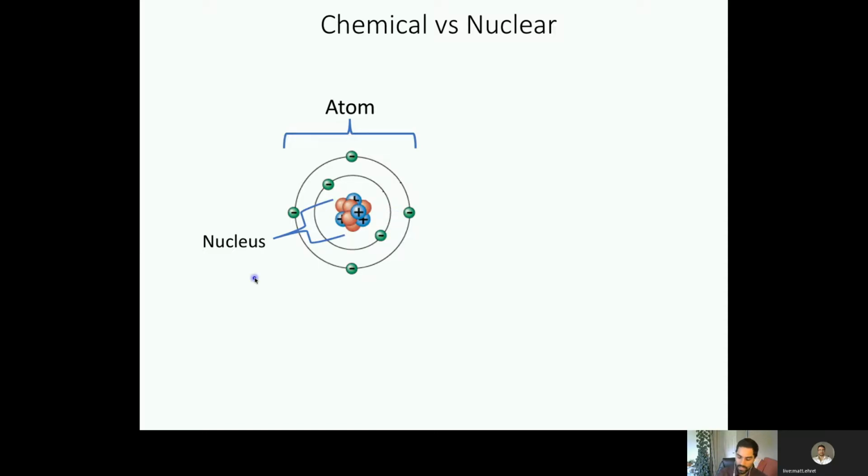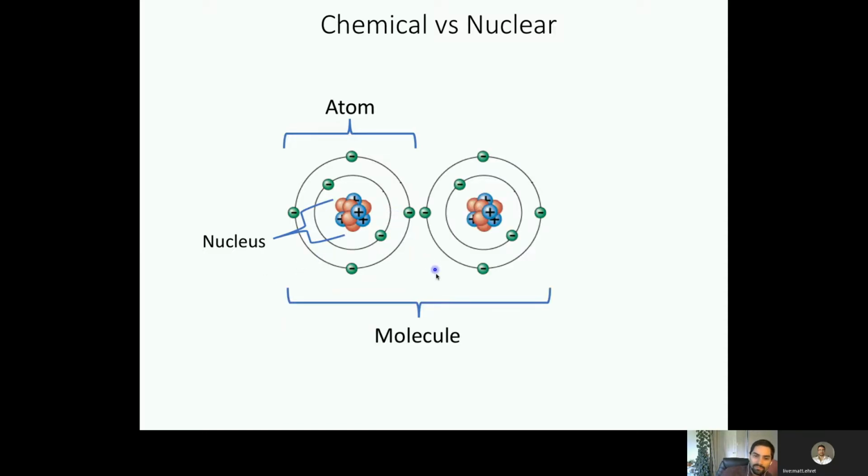Two or more atoms together, we can form molecules. And molecules are attached to one another through chemical bonds, which happen through sharing of electrons. So all of the molecules have to deal with electrons around the nucleus. So the nucleus doesn't really interfere in molecules or chemical reactions.